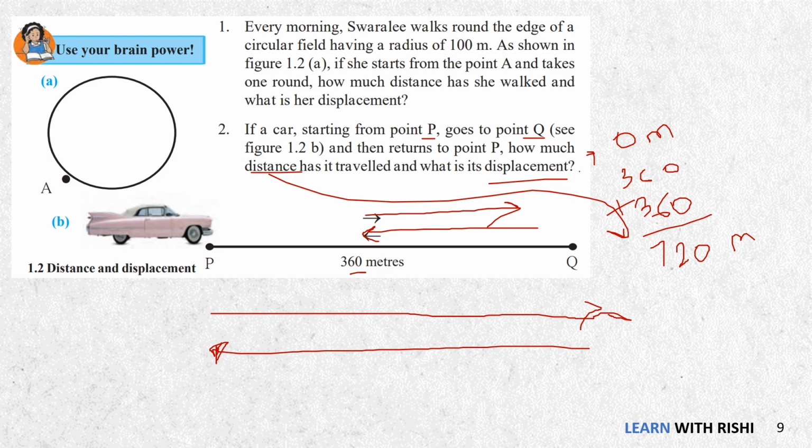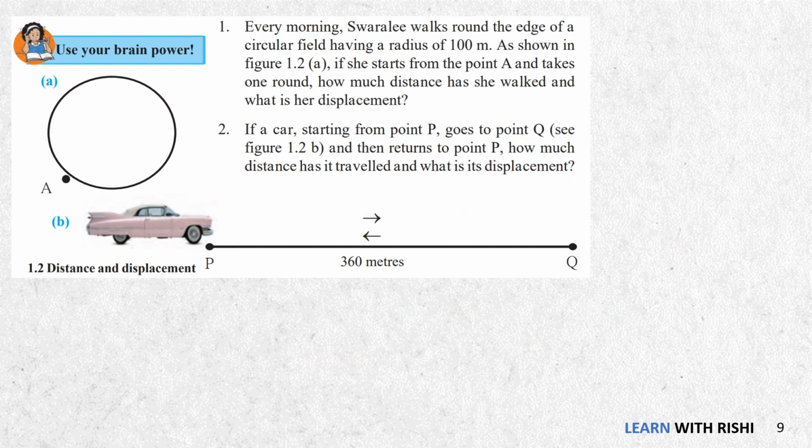Why is displacement 0? Because the car is starting from point P, going to Q, again from Q coming to P. What is the starting point? P. Ending point also P. So initial and final point are the same. Again the displacement is 0. Okay, I hope you understood the difference between displacement and distance using these three examples.